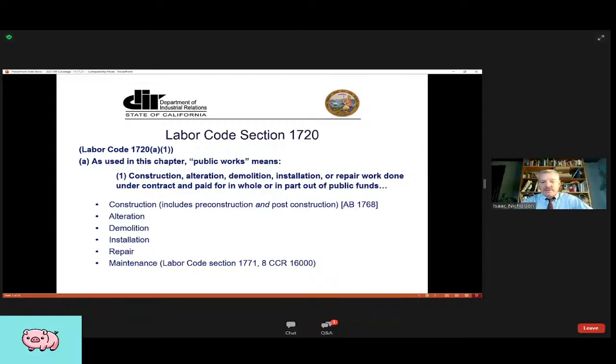And that's covered in more specificity, as I read before, in 1771, but also Title 8, California Code of Regulations, Section 16000 has the definition for maintenance, among other things. Next slide, please.